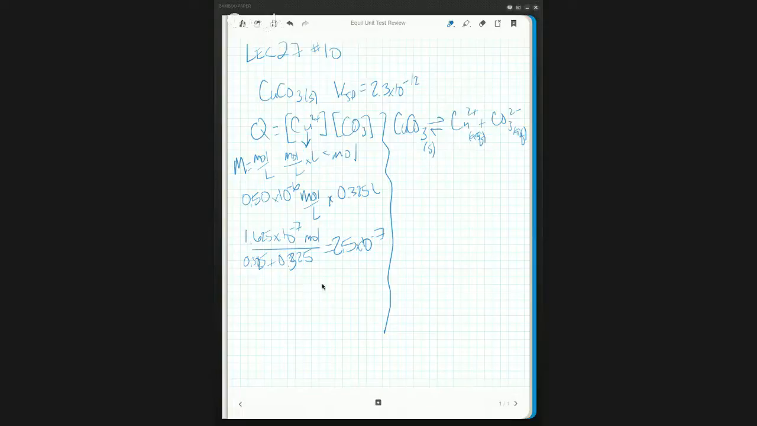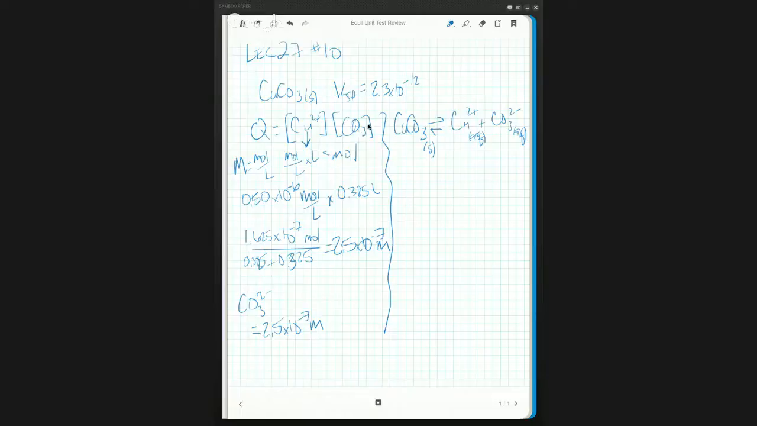Then that was for the Cu2 plus, and for the CO3 2 minus, I'm not going to go through that whole thing again. This is getting kind of tedious. Basically, we're doing the same thing. It's the exact same thing, so you can come up with the same thing, 2.5 times 10 to the negative 7th molarity.